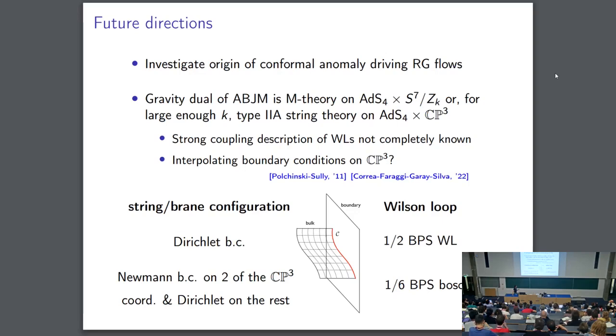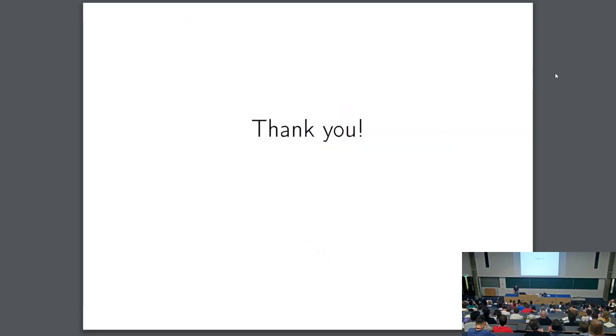And depending on the amount of supersymmetry that our Wilson loop preserves, we have some different boundary conditions here on AdS. So for the half BPS operator, we have Dirichlet boundary conditions. For the 1/6 BPS, we have Neumann on two of the CP3 directions and Dirichlet on the rest. But for all these interpolating points connecting our flow, it's not clear what the boundary conditions are and if we can find solutions satisfying them. So this is what I wanted to say, and thank you.